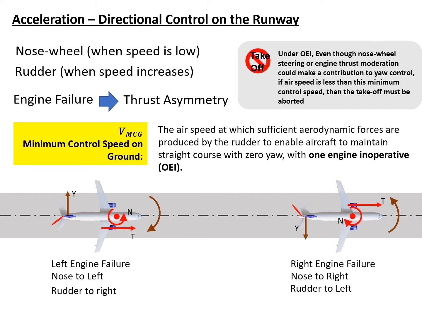So on the OEI, even though nose wheel steering or engine thrust moderation could make a contribution to yaw control, but the airspeed is less than this minimum control speed, then the takeoff must be aborted because the rotor could not generate enough correction yawing moment to maintain the direction of the aircraft.